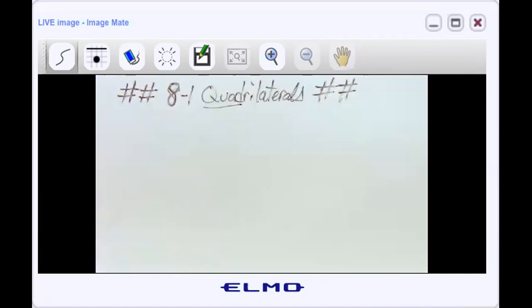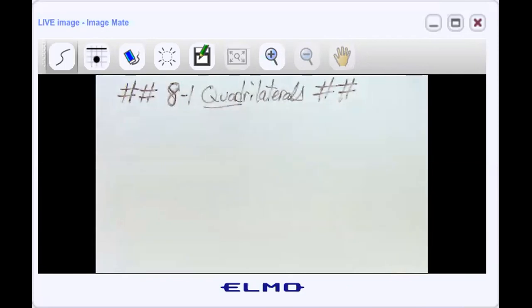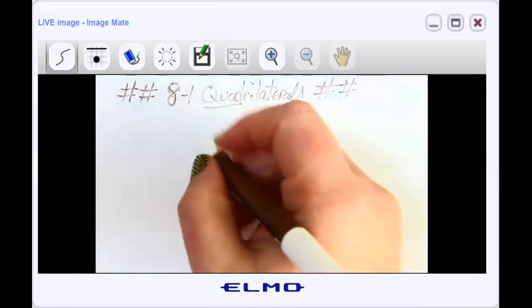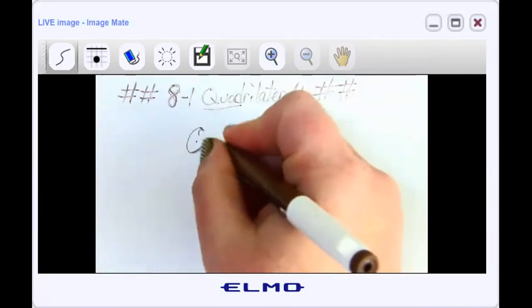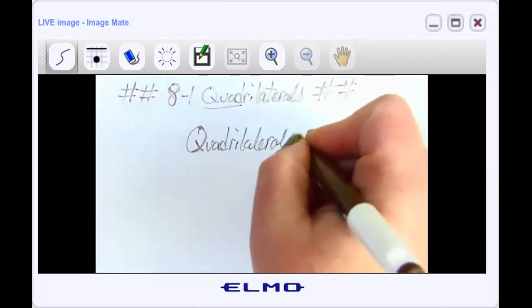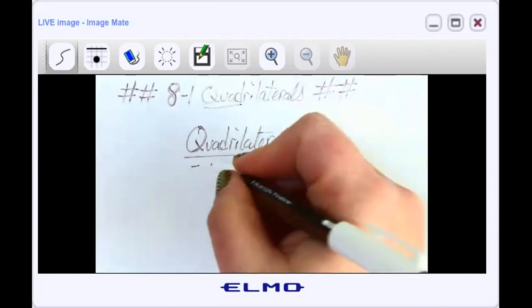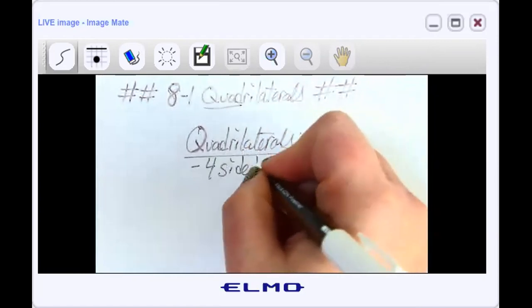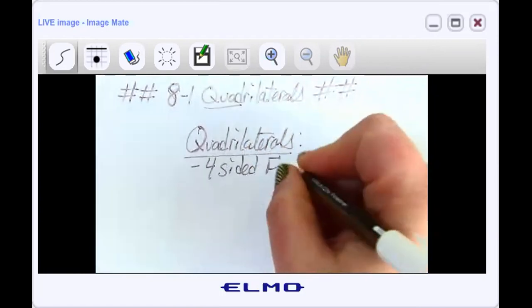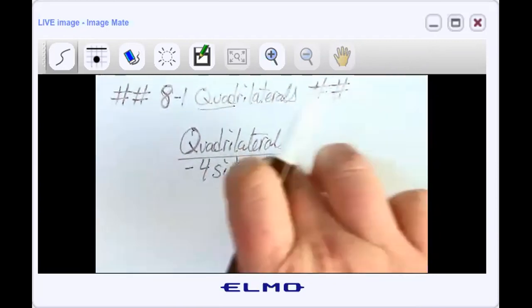Okay? So I'm going to start off, let's see, how should I do this? I'm going to make a family tree almost. So I'm going to start with quadrilaterals up at the top. So quadrilaterals are made up of 4-sided figures. I really should say, don't write figures. They're really 4-sided polygons.